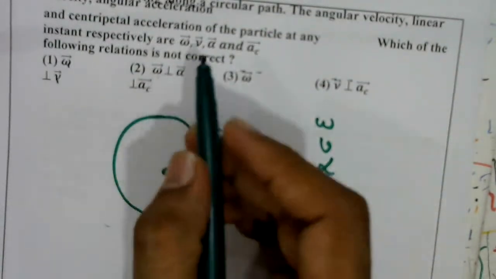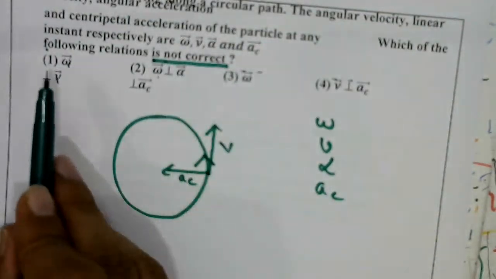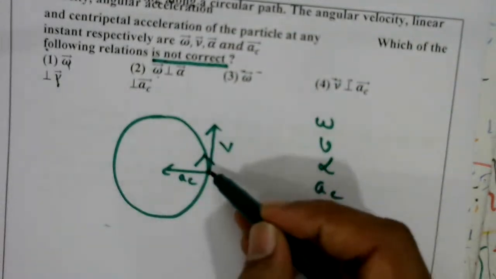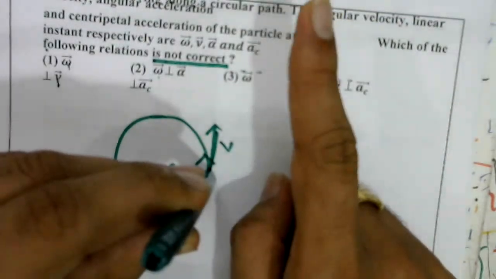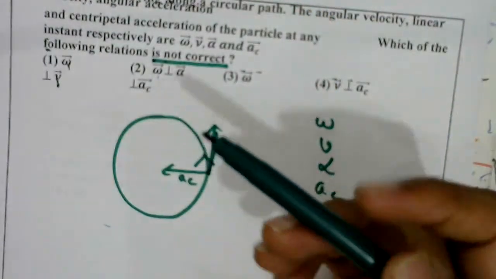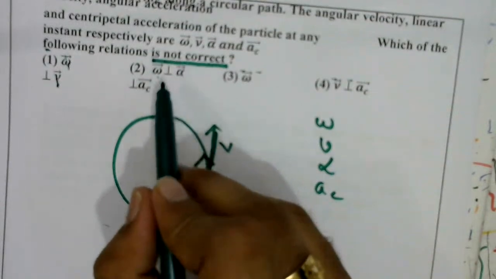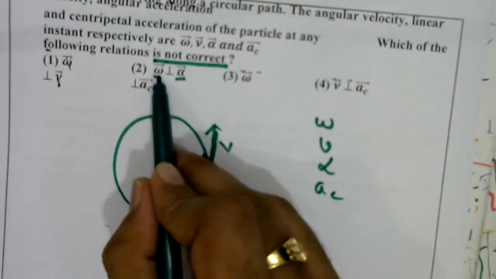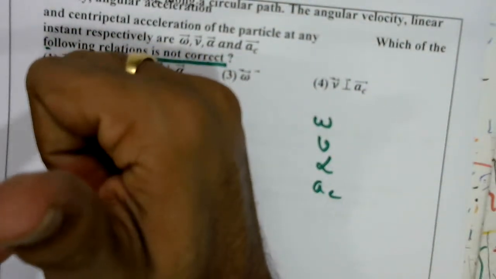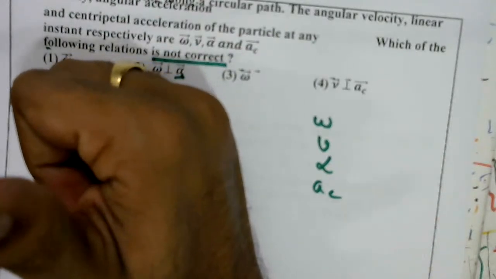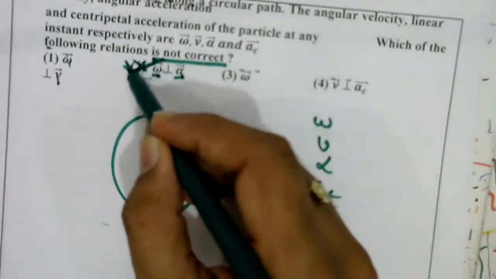And one more, which one is not correct? The question you read completely. Which one is not correct? Omega is perpendicular to V. Correct or wrong? Correct, because V is in this direction. Where is omega? Angular, upwards. It is up, it is on the plane of the paper, both 90. It is a correct statement, so not the answer. They asked to check which one is not correct. Omega and alpha. Omega is also angular, alpha is also angular. Angular velocity upwards, angular acceleration also upwards. Because of that both are in the same direction. That's why this statement is wrong, so it is the correct option.